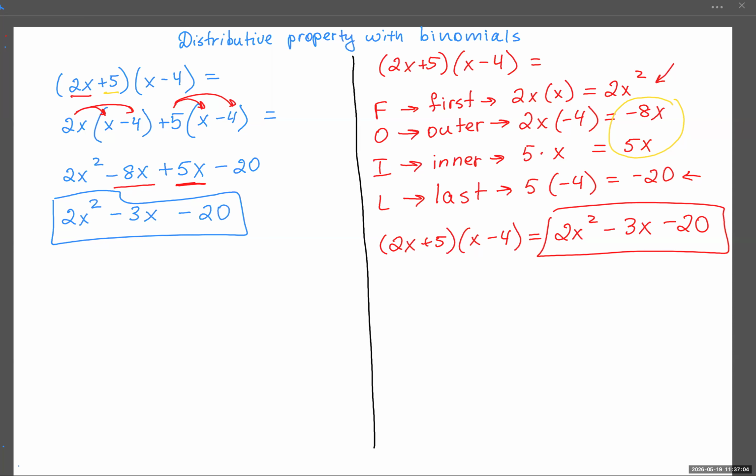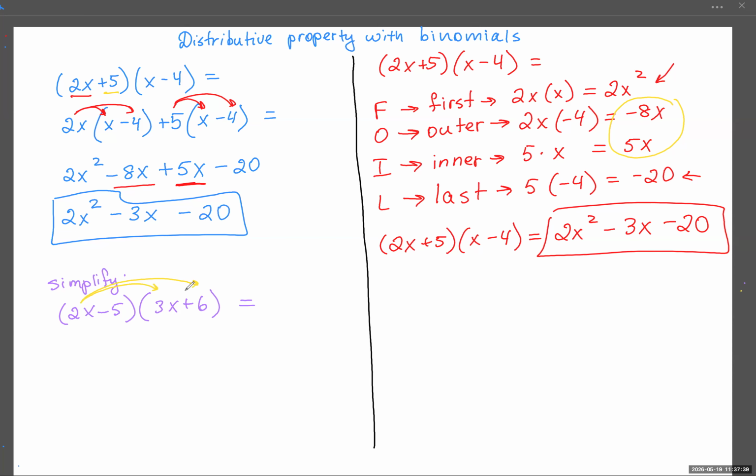Let's go ahead and do a quick example that's not the same as the first one that we looked at. And generally, these are presented with a simplify before it. So let's do this one. 2x minus 5, 3x plus 6. You can pick either method you want.